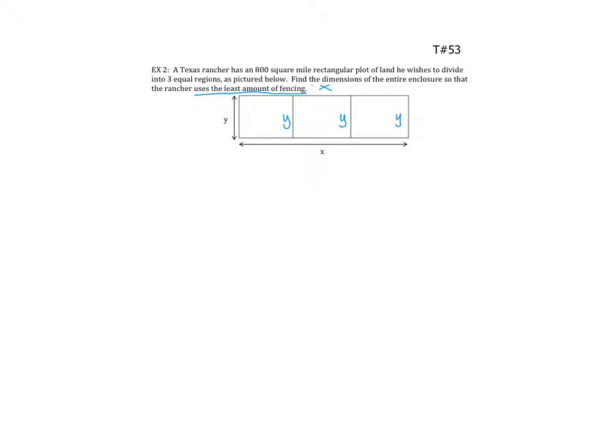So what am I trying to maximize or minimize? You're trying to minimize the perimeter. It uses the least amount of fencing. So I am trying to minimize 2x plus 4y. Now I have to get that in one variable, yes, but that's ultimately what I'm going for.